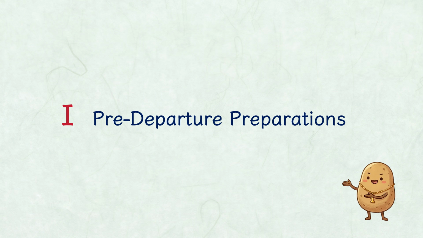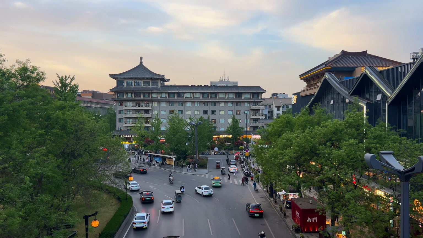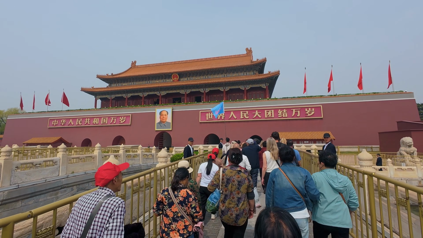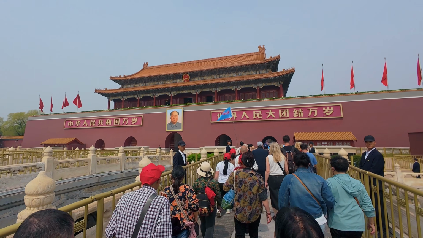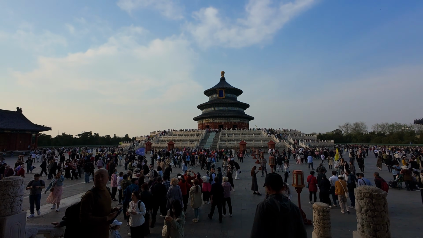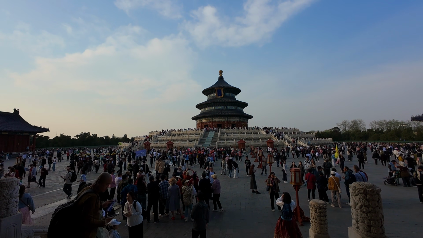Chapter 1 Pre-Departure Preparations. Part 1 Visa. As of July 2026, a visa-free policy covering 79 countries is valid across all of China. Citizens from these nations can enter China alone and travel anywhere for tourism or family visits with no regional restrictions.